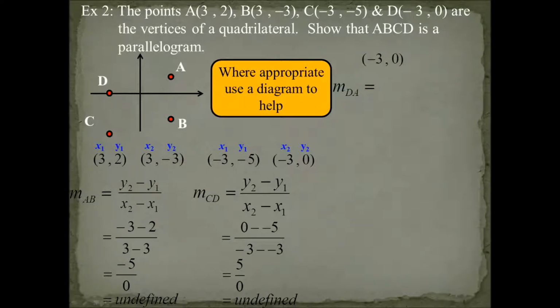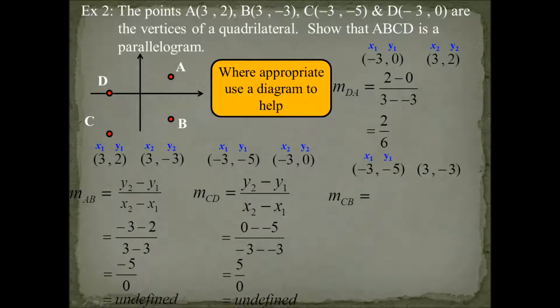Doing the same for DA, substituting in the coordinates, I shouldn't get horizontal or vertical here. I should get a gradient. When I do, I get 2 over 6. Now, you could simplify that to 1/3. I haven't, to try to squeeze this all into one space. All I'm trying to do is prove they're the same.